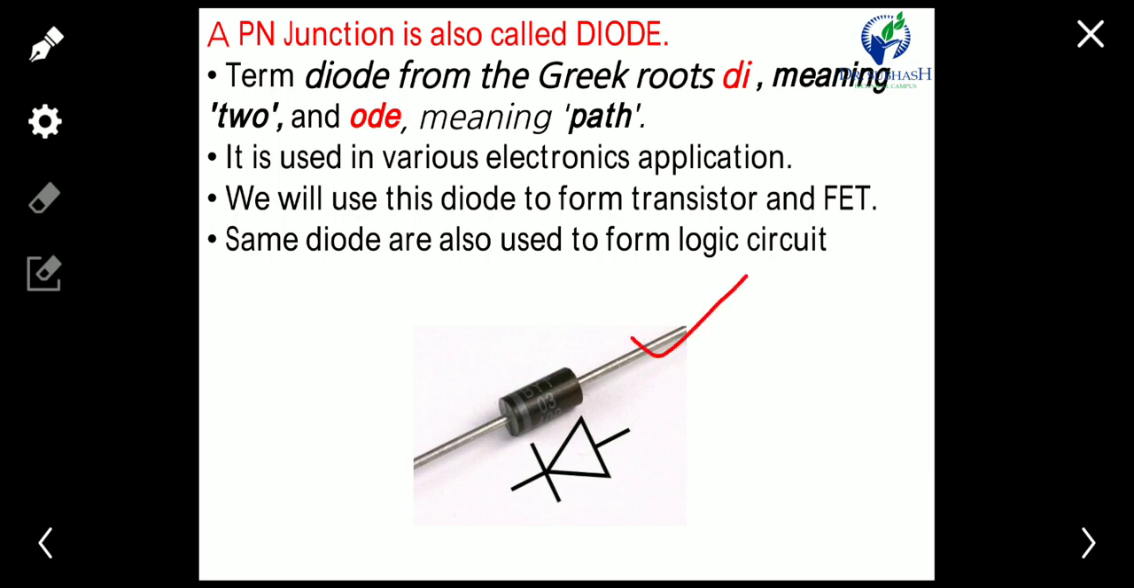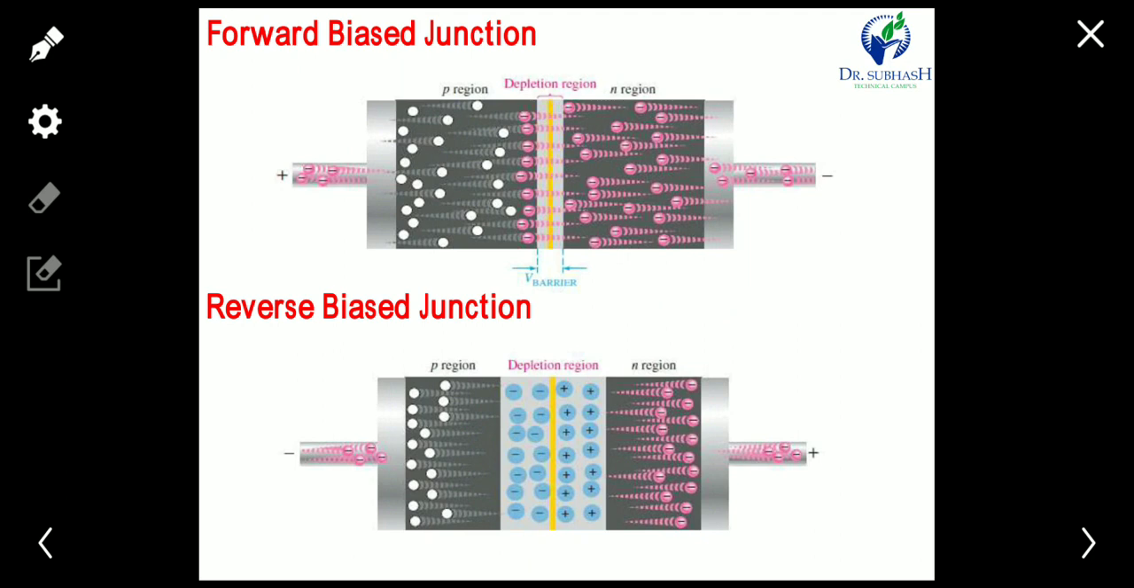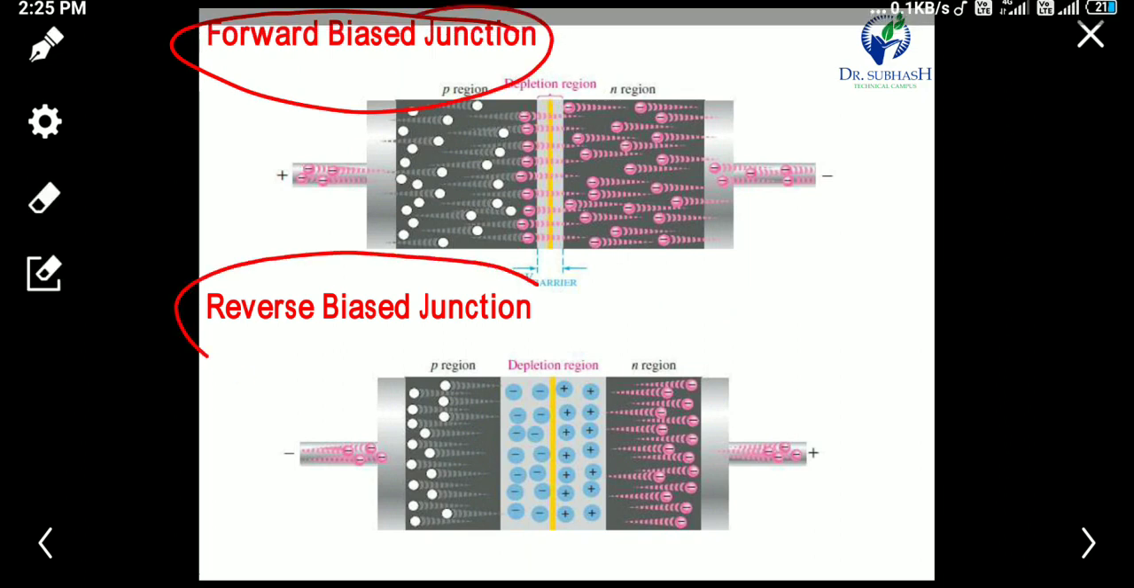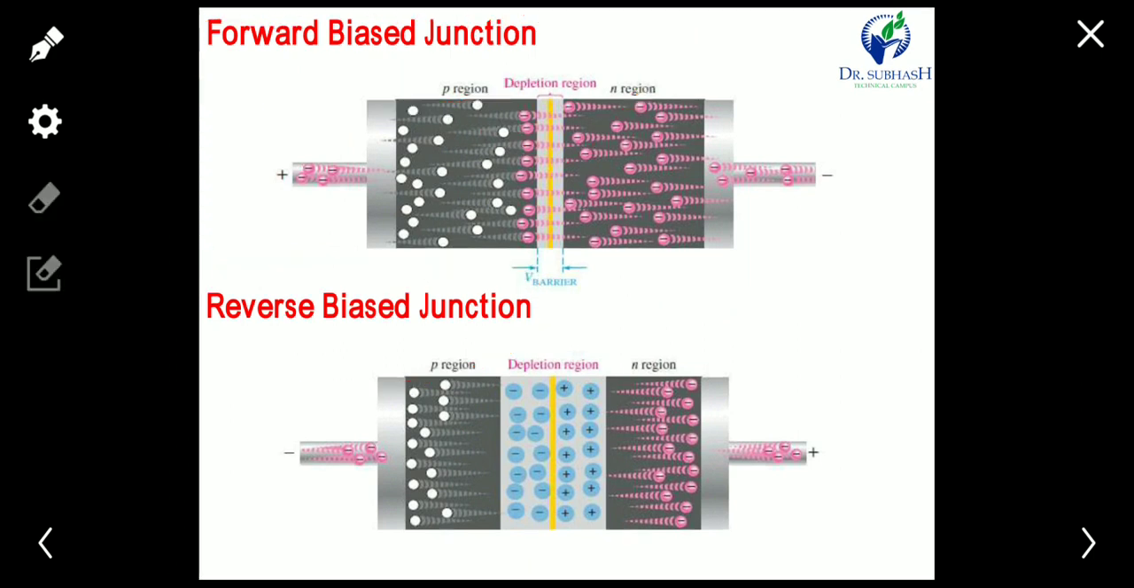This is the practical symbol of a diode. This is the cathode, this is the anode, and this is the symbol of the diode. Here the white strip indicates the cathode. The diode is a two-terminal device. Now the diode works in two regions. The first is the forward bias region and the second is the reverse bias region. In forward bias it allows current to pass, and in reverse bias it does not.